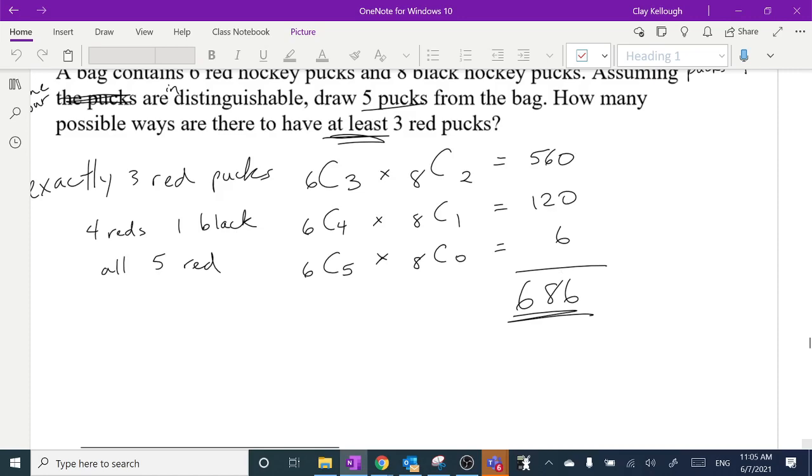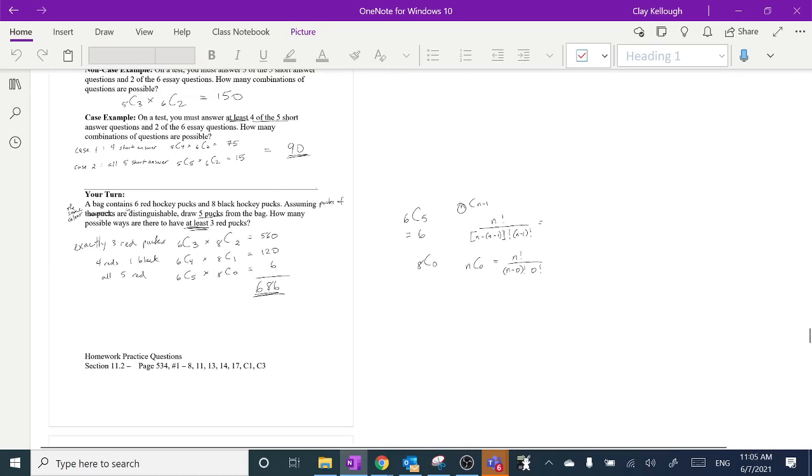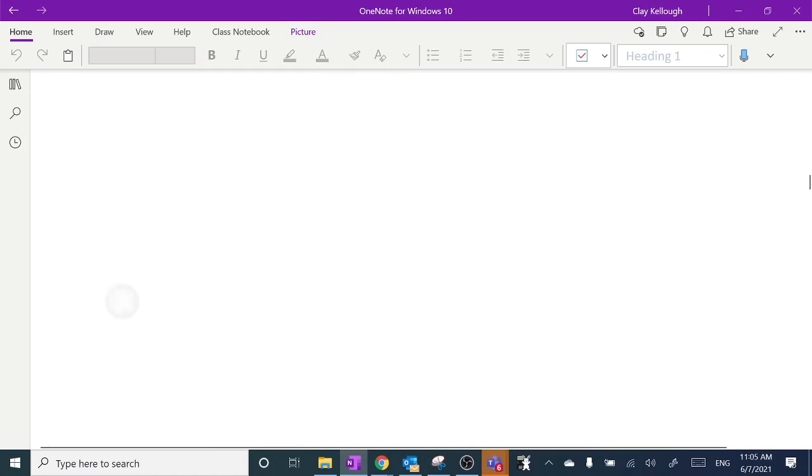Now, let's see, can I scroll faster? I think I can. I can shrink it, and then I can really go fast. Let's see, did that work?